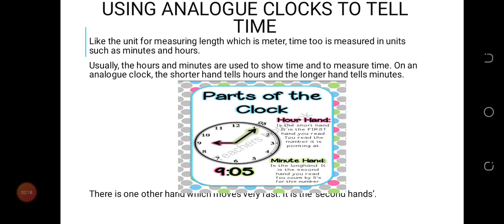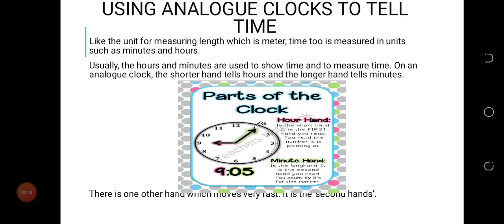Using analog clocks to tell time. Like the units for measuring length, which is meter, time too is measured in units such as minutes and hours. Usually the hours and minutes are used to show time and to measure time. On an analog clock, the shorter hand tells hours and the longer hand tells minutes.